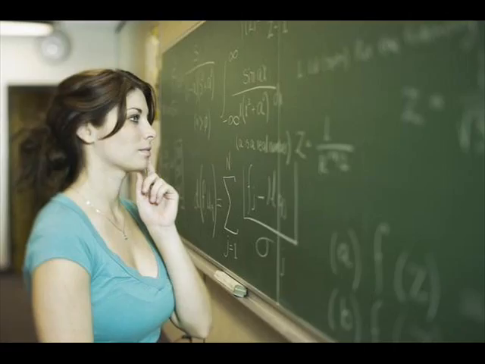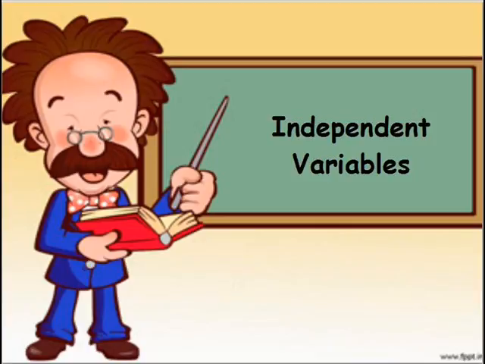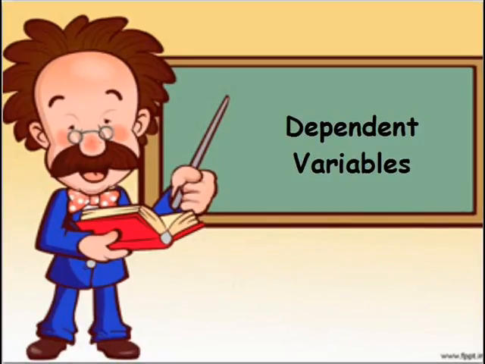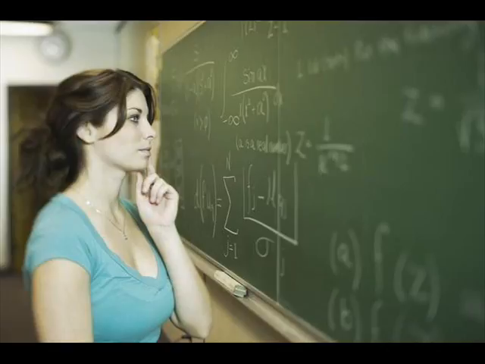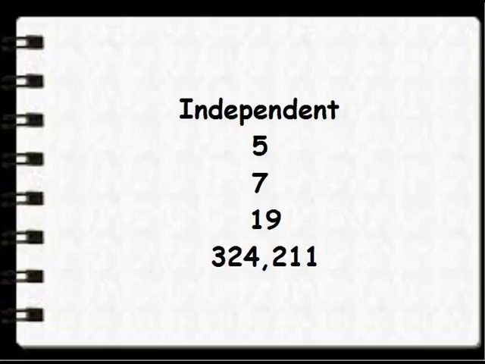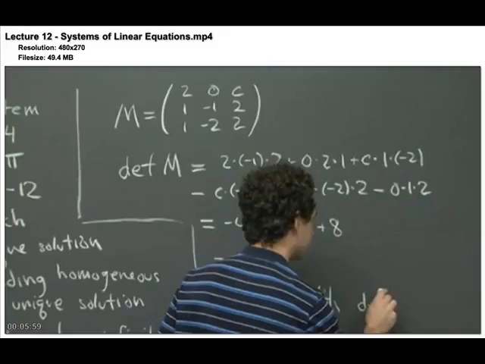Okay, so first off, we need to understand that a linear equation is an equation that is made up of two variables. One of these variables is known as the independent variable, while the other one is known as the dependent variable. The independent variable is called an independent variable because its value is independent of anything else in the equation. So for example, it may be a simple value of 5 or 7, 19, or 324,211. It doesn't matter, it's just a basic value that's independent of anything going on in the equation.